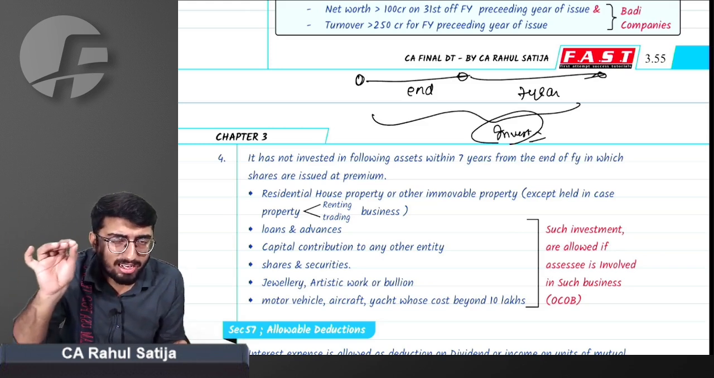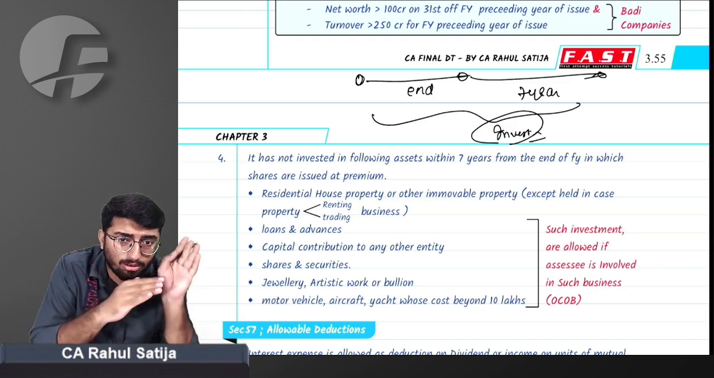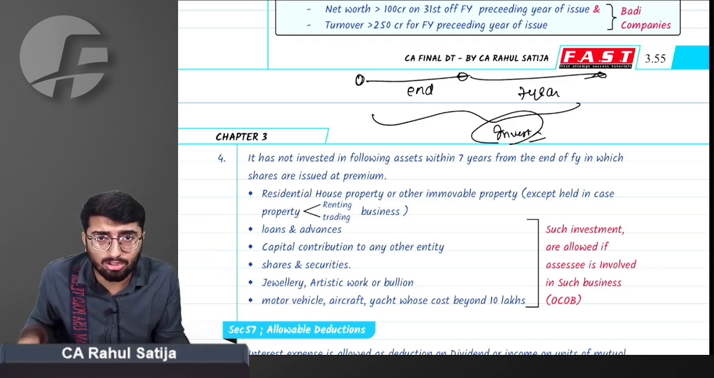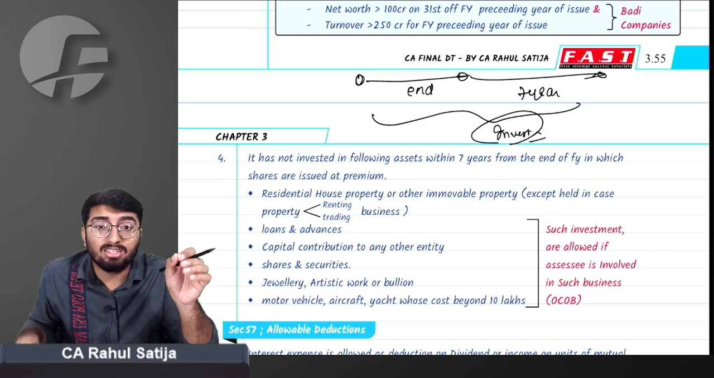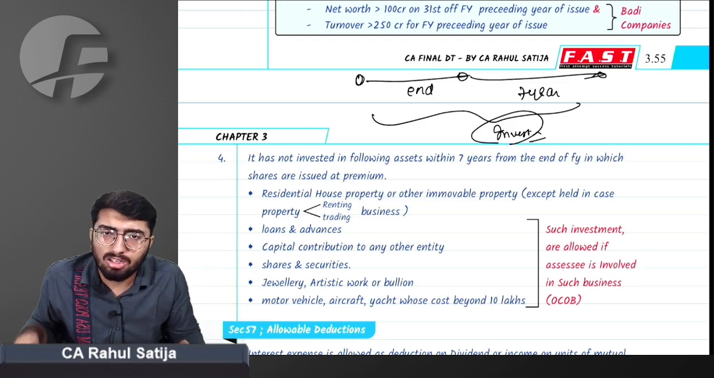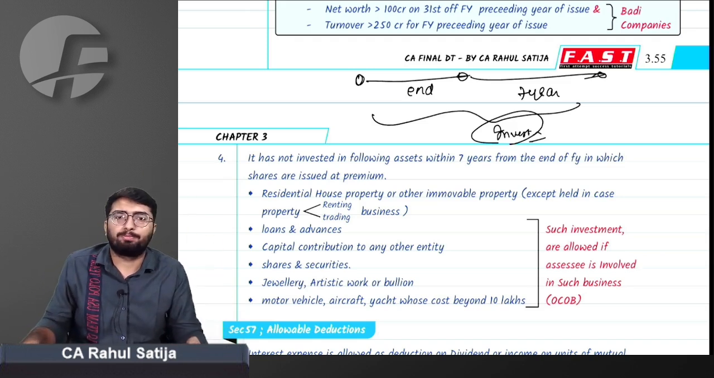Getting me? Which implies, sir, an eligible startup shall not invest in the following assets unless it is in the ordinary course of their business. They cannot invest in such assets till when? Till the end of the 7 years from the end of the financial year in which shares are issued at premium.